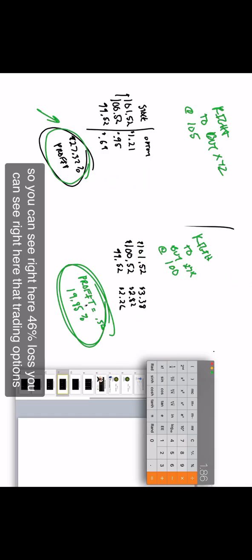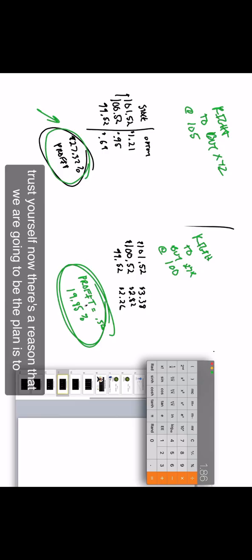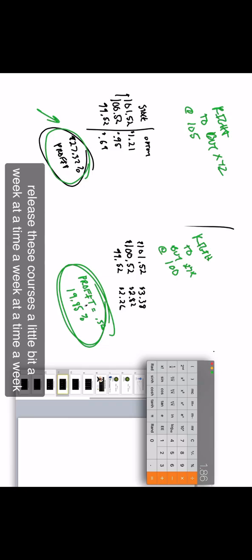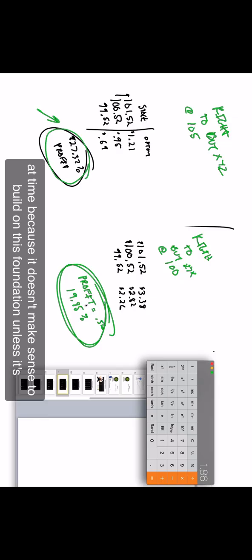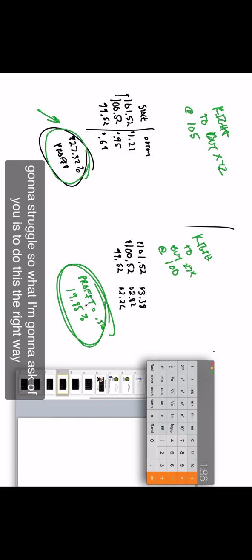You can see right here that trading options has a lot more to it than just trading stock, okay? And to get good at this, trust yourself. Now, there's a reason that the plan is to release these courses a little bit at a time, a week at a time, because it doesn't make sense to build on this foundation unless it's solid. So if you're not solid on this, and then we go into time decay, then you're going to struggle. So what I'm going to ask of you is to do this the right way.